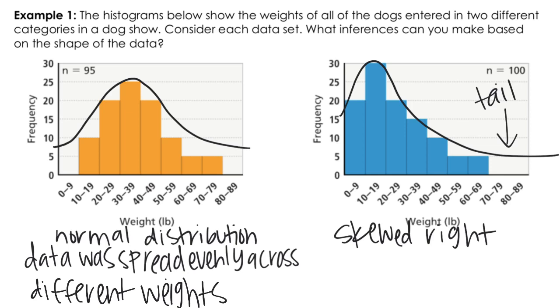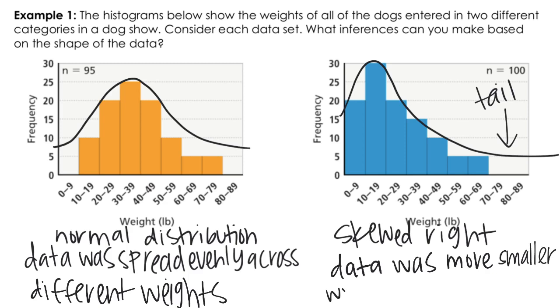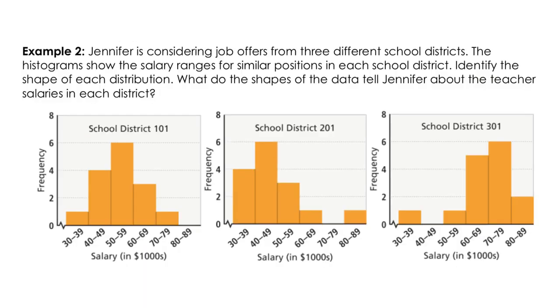For the second one, we would say that the data was more smaller weighted dogs. All right, looking at this next example, we have 3 different types of data that we're comparing.